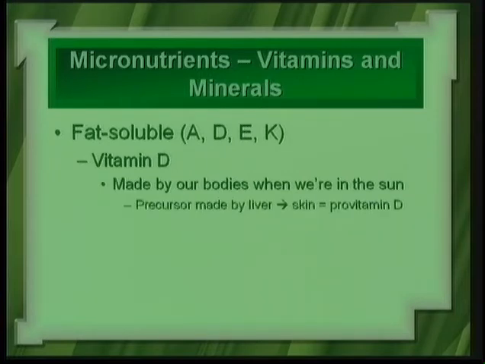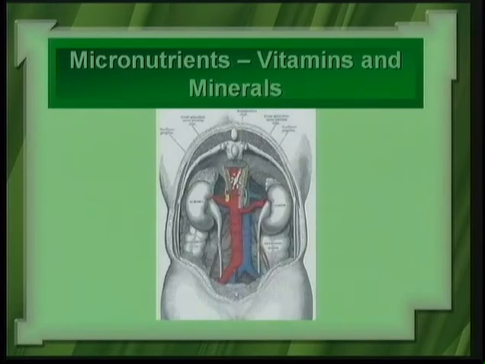A precursor to vitamin D is actually made by your liver and translocated to your skin. This is why when you've been in the sun for a little while, soaking up the sun, you have the vitamin D precursor on your skin. After you've been in the sun for a while, it's a good idea not to take a shower right away, so your skin can absorb the precursor into your body. Then the final steps to make vitamin D happen in your liver and your kidneys.